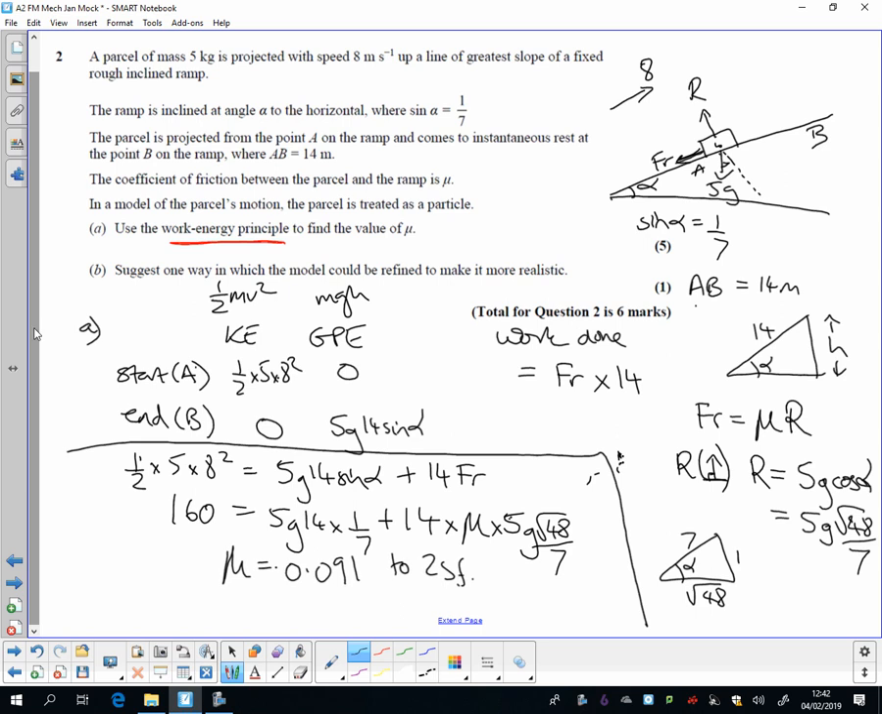And I use two significant figures because on the paper it said take G to 9.8, which is only two sig figs. So any time you've used G as 9.8 in your calculations, you should round to two significant figures.